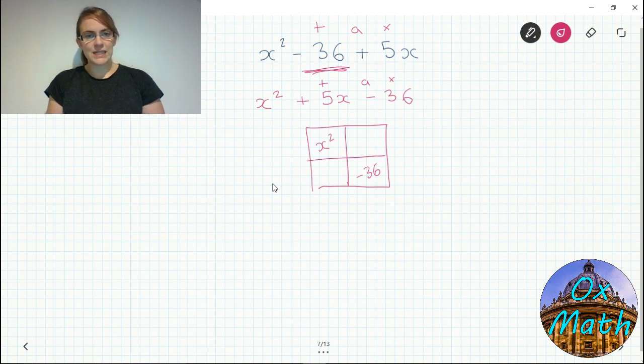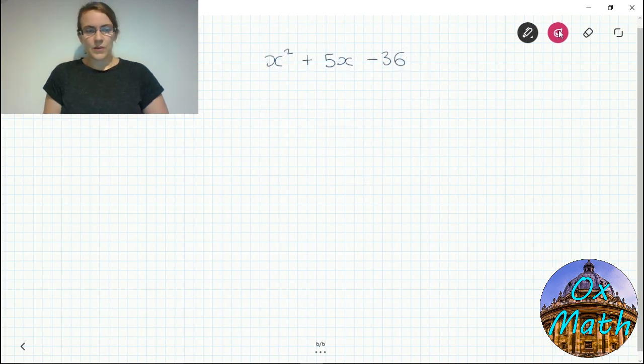If it's written in a different order, you need to rewrite it in the right order if you are going to be using the TAX method, because the numbers need to multiply to give the minus 36 constant term and add to give you the x term. I would always do that when dealing with quadratics. It just makes life easier. Rewrite it out in the correct order.